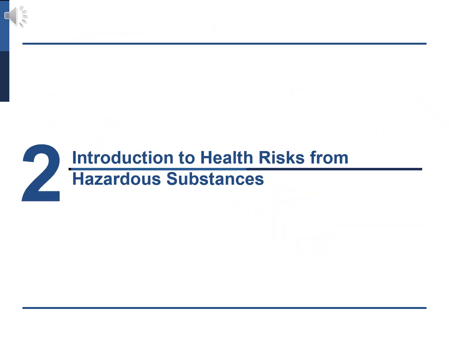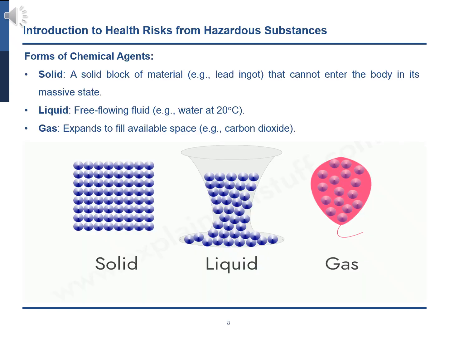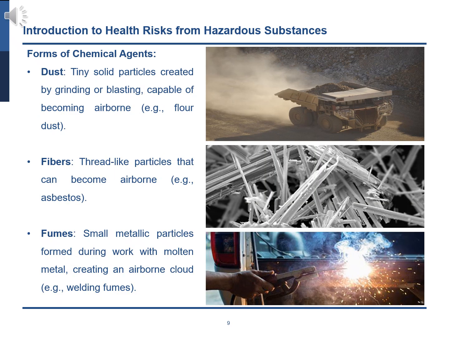Introduction to health risks from hazardous substances. Forms of chemical agents. Solid, a solid block of material, e.g., lead ingot, that cannot enter the body in its massive state. Liquid, free-flowing fluid, e.g., water at 20 degrees Celsius. Gas, expands to fill available space, e.g., carbon dioxide. Dust, tiny solid particles created by grinding or blasting, capable of becoming airborne, e.g., flour dust. Fibers, thread-like particles that can become airborne, e.g., asbestos.